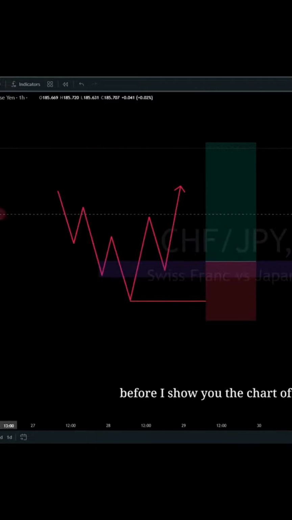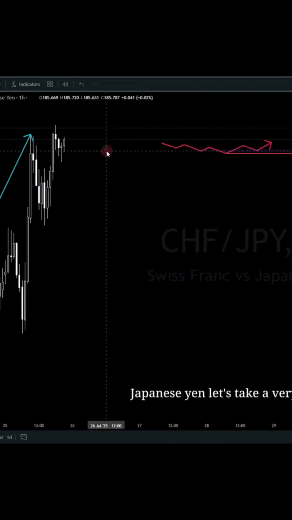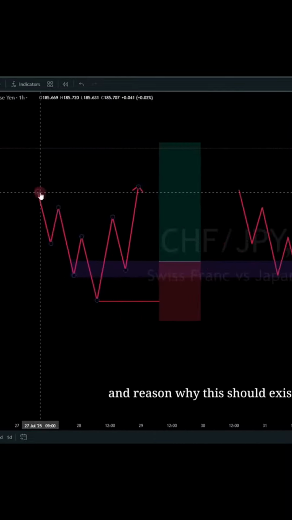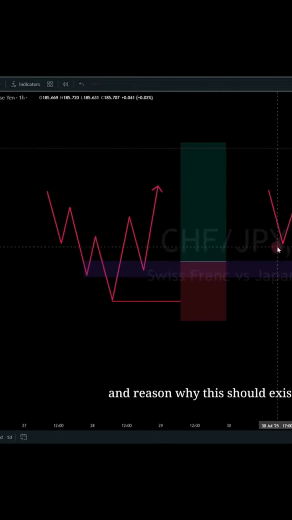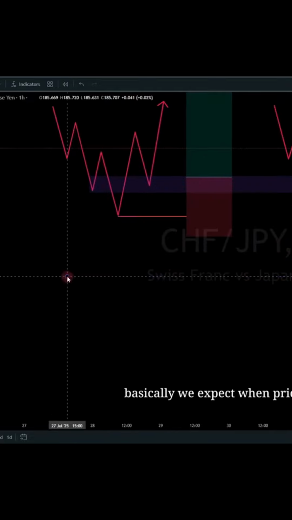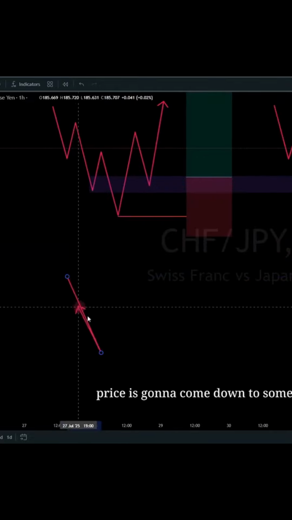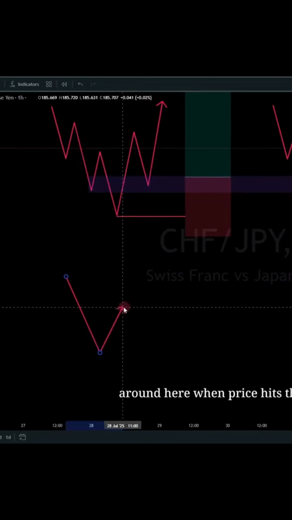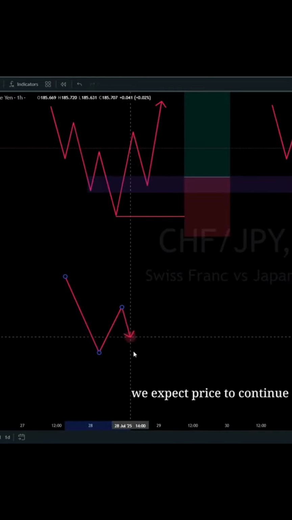And it's very simple. Before I show you the chart of the Swiss franc Japanese yen, let's take a very good look at some supply and demand tactics and the reason why this should exist in the first place. Basically, we expect when price comes down, price is going to come down to some sort of supply zone around here. When price hits that supply zone, we expect price to continue a downtrend.